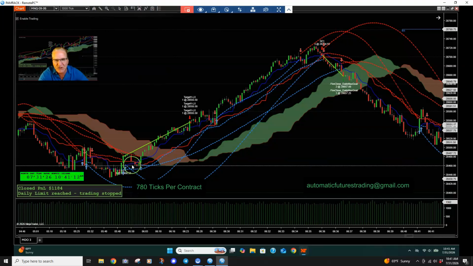That's how it stopped automatically. It was programmed to stop at that many ticks. It was actually programmed to stop at 800 ticks, okay? So we had a little slippage.